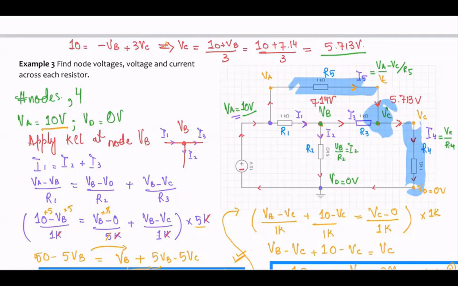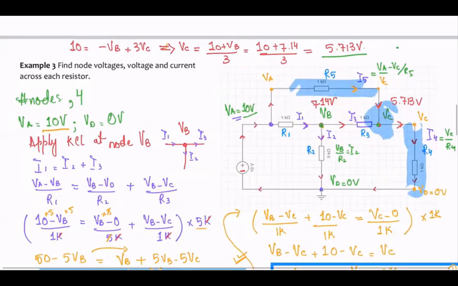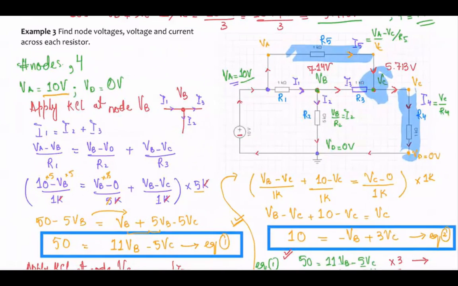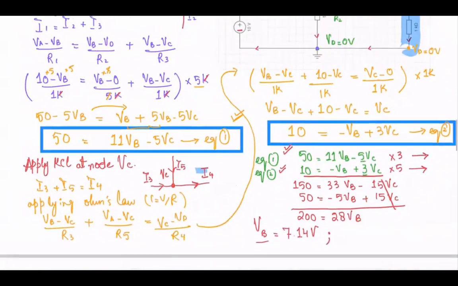And then if someone asks you to find the power also, power is a function of current and voltage. So from these equations and this analysis, you should be able to find the currents across all these components also.